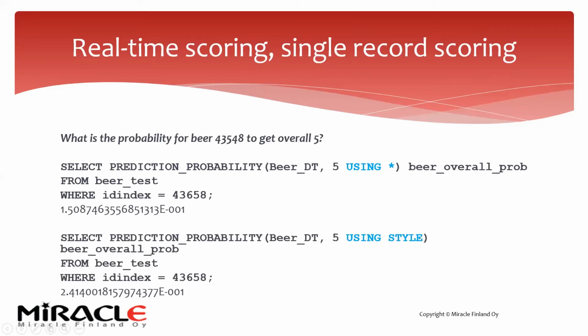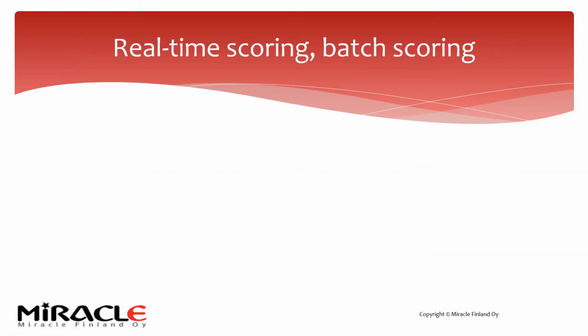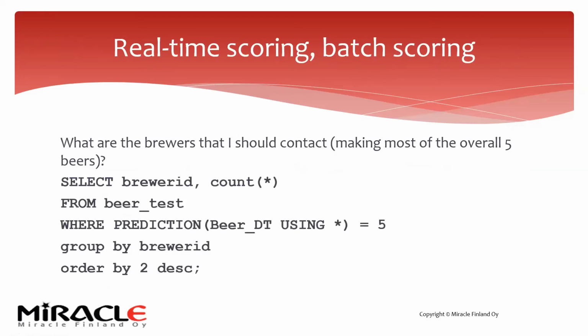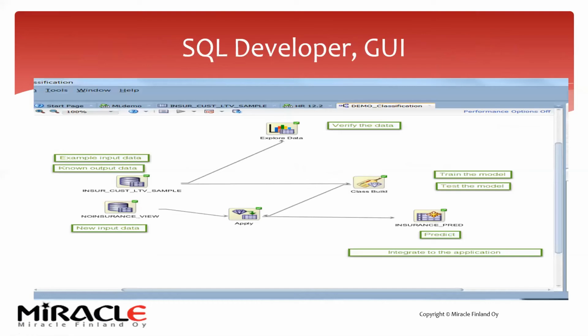I can also define just some of the attributes or columns here in the using clause. And now it's a little bit better if I only use style, but still not very likely that this beer will be of class 5. Then I can also do things like find me the brewers that will most likely have beers ranked as 5. So using the same model.